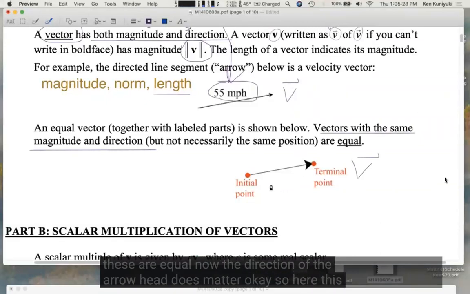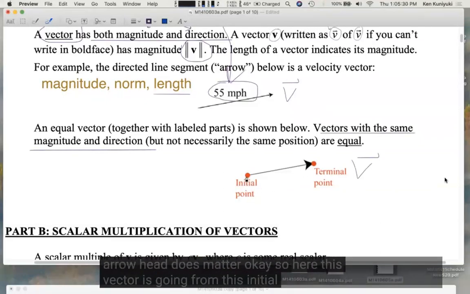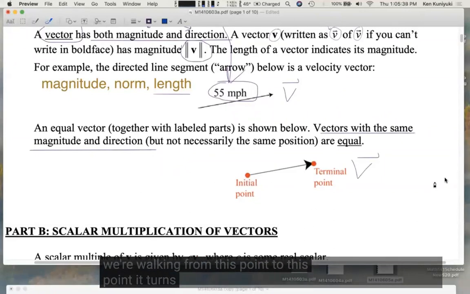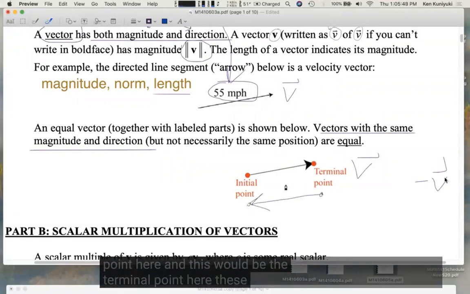So here, this vector is going from this initial point to this terminal point. We can think of this as a displacement vector. It's like we're walking from this point to this point. It turns out that the opposite of V will take us from this point over to this point. This would be the initial point here, and this would be the terminal point here. These are not equal vectors. In fact, these are opposite vectors.